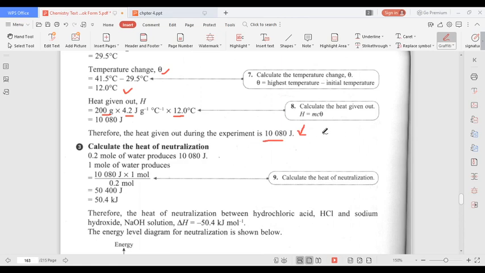No, teacher. Not yet, because this is equal with the 0.2. Because the definition wants 1 mole. So make a ratio. This one equals this one. So if 1 mole, how much? So 1 times with the heat given out and divide with this. So you got 50.4 kilojoule. Still not the answer.